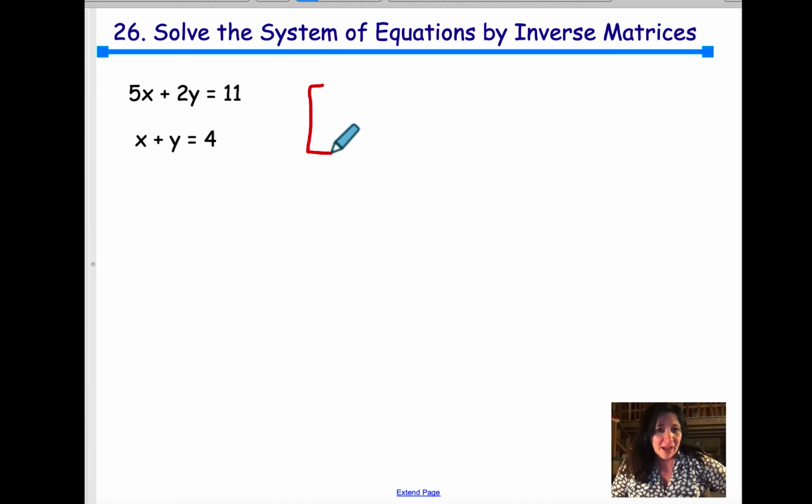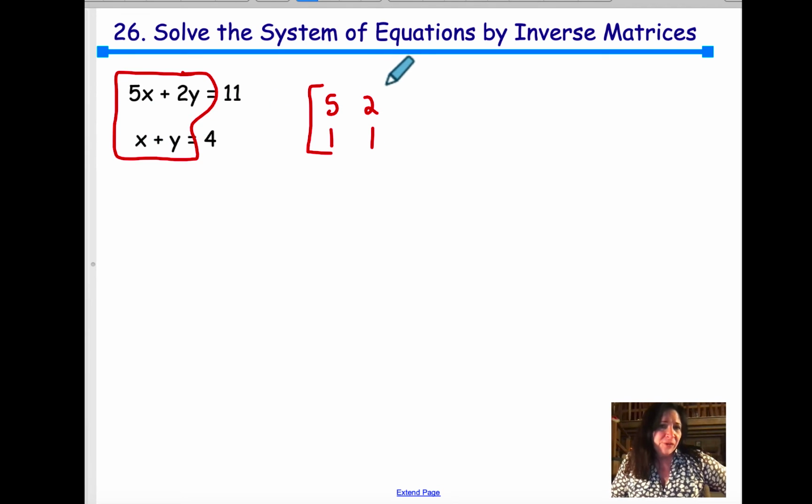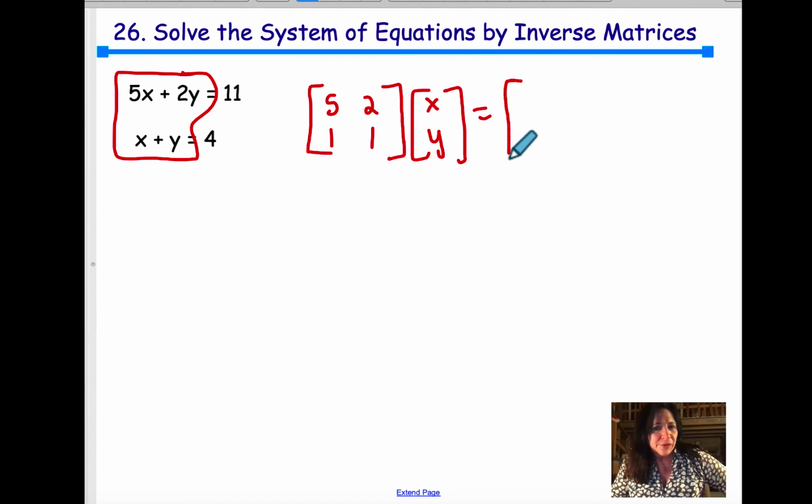Okay. Let's see. I start off by this box here. There's the box. You're going to plug that in. So you've got 5 here, 2 here, 1, and 1. See the ones in front of there? That's what you're using. All right. And then you've got X here, Y here. Okay. And then that equals your little values on the right, which are 11 and 4.